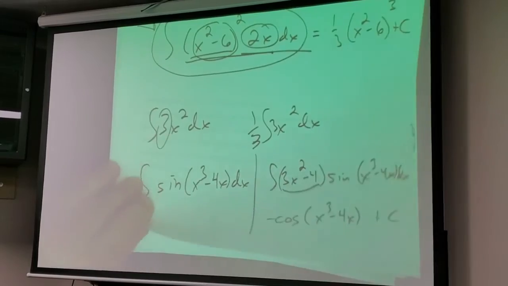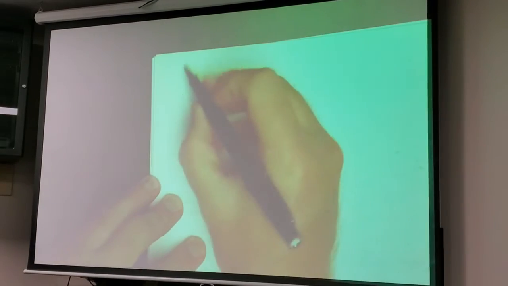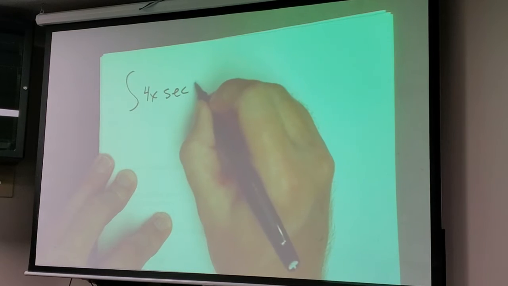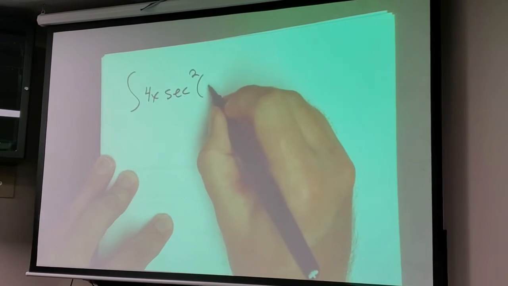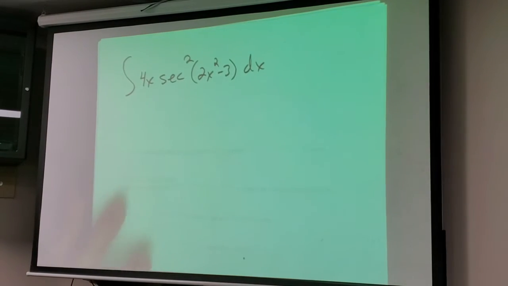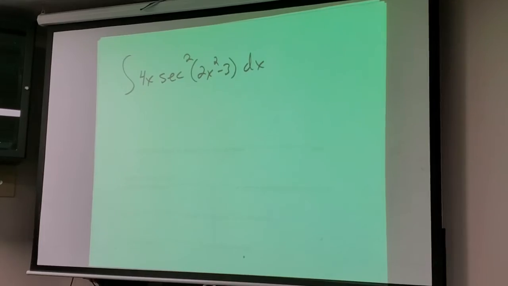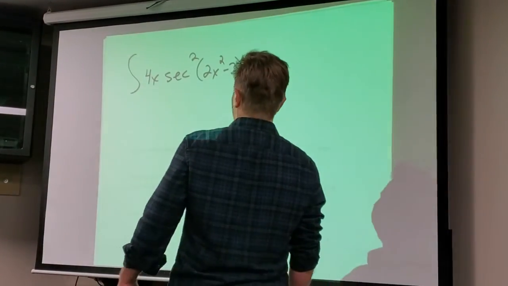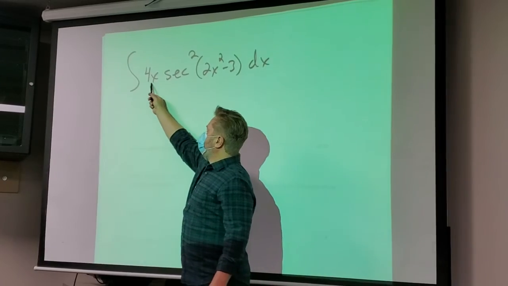Okay, now, here's what we do. What if I had this? What do you got, Jeff? Oh, yeah, sure. Okay, should this be doable? Why is this something we should be able to do? Because it has the chain rule on the outside, and the derivative of the inside is in there.